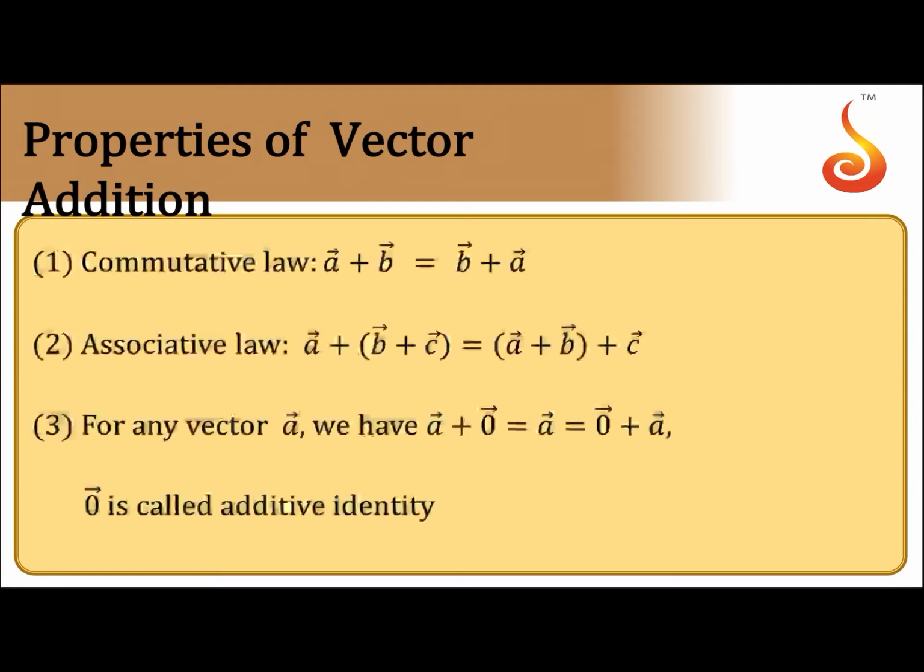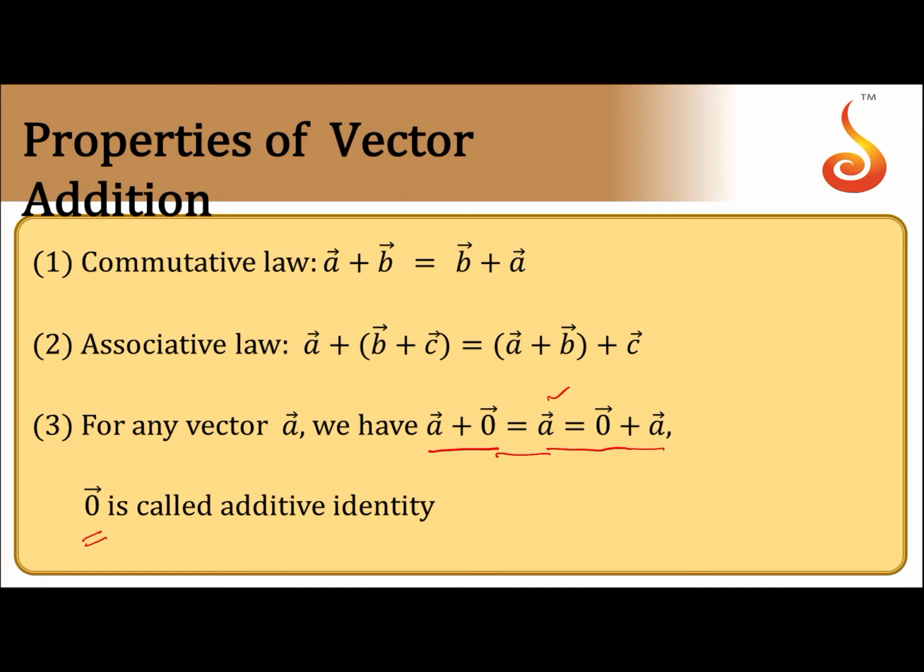The first one, commutative law. A plus B is the same as B plus A. A bar plus B bar is equal to B bar plus A bar. And addition also follows the associative law, that is, A plus B plus C is equal to A plus B plus C. And for any vector A bar, if you add the null vector to it, you will get A plus null vector is equal to null vector plus A. Both of them are equal to A vector, where the null vector is called the additive identity.